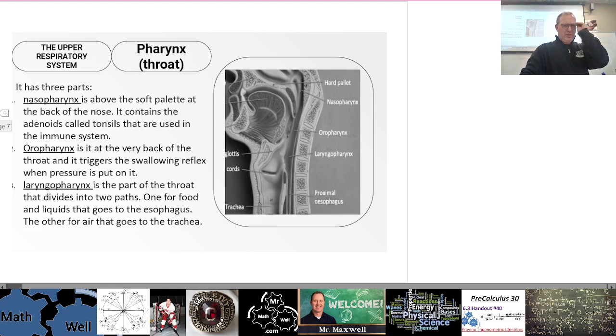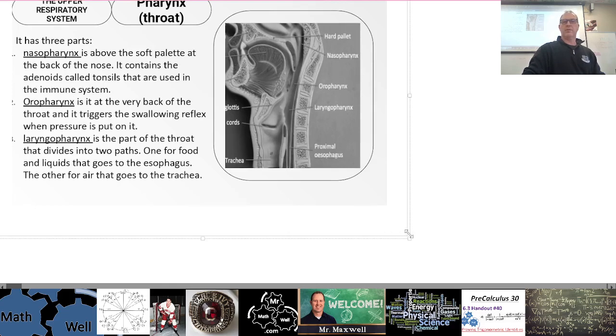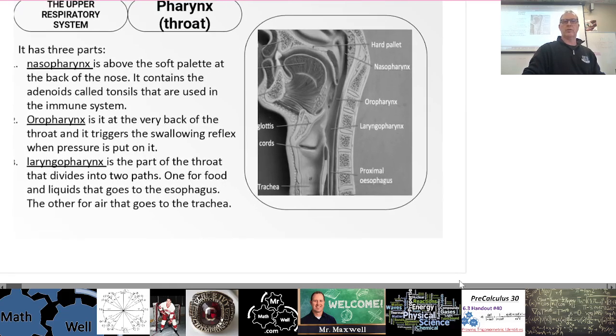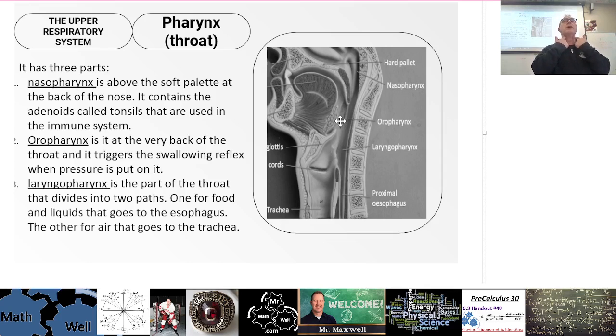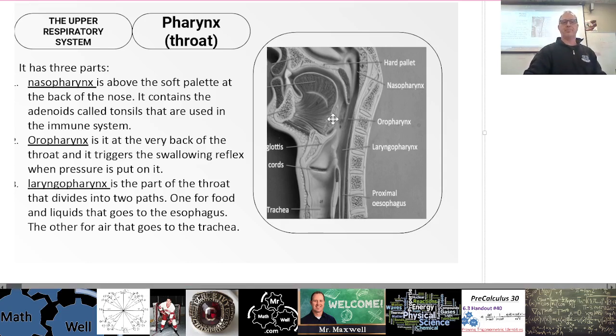All right, the upper respiratory system has three parts. The pharynx has three parts. That's kind of your throat, where the air comes after your mouth, between that and your lungs. The nasopharynx, above the soft palate at the back of the nose, contains the adenoids, called your tonsils. If you open up your mouth real wide and look to the back of the throat, the adenoids or the tonsils would be on either side, peeking out in the very back of your mouth.